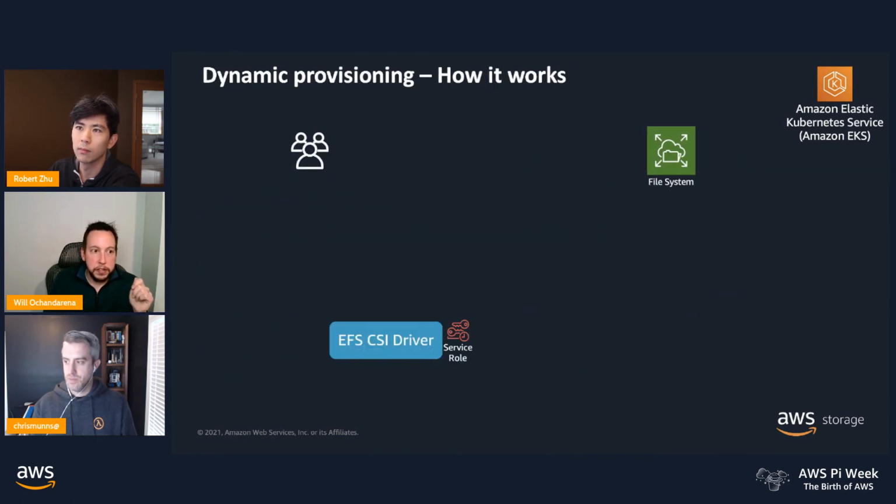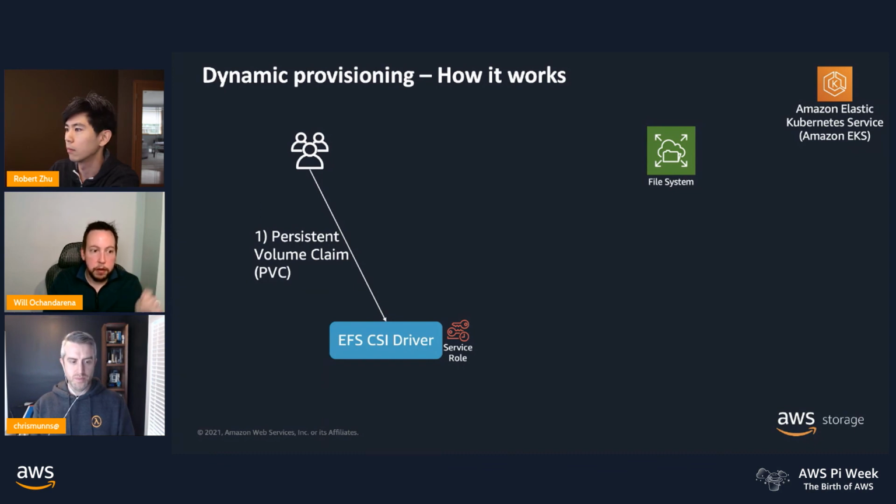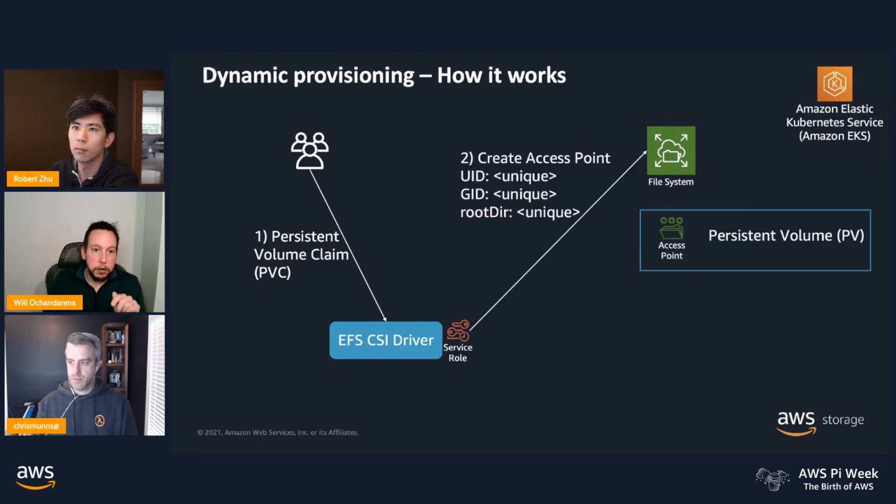Basically, the way this is going to work is users come along and launch an application that wants file storage. They first create what's called a persistent volume claim, which says, I want some storage for my application. That request goes to the driver. The driver has a service role that allows it to create file system resources on the user's behalf. So it turns around and goes to EFS and says, I want to create an access point with a unique UID, unique group ID, and a unique directory.